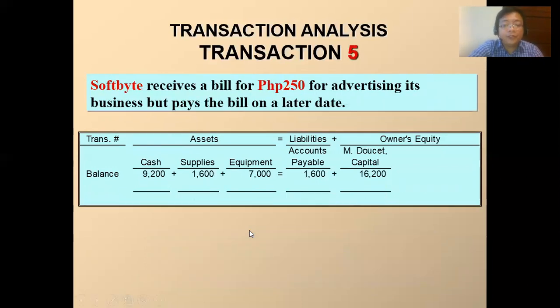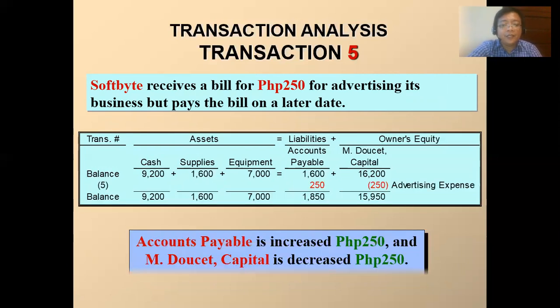Transaction number 5. SoftByte received a bill for 250 for advertising its business but will pay the bill on a later date. So, naka-receive ka ng advertising. So, what's this? It is part of your expense. The reason why it is an expense is kasi tapos na. And it will deduct your capital. Why? It is an expense, correct? And also, wala kang pera pambayad, it will add to your accounts payable.